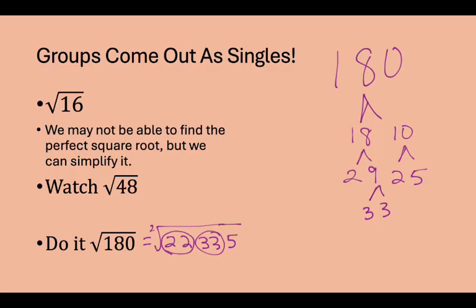Okay. Now the 2 comes out as a single. So what do I put out front? A 2. And what else do I put out front? A 3. And what do I have left over inside? 5. What do I do with the 2 and the 3? Square them? No. What's the little dot between them? Multiply them.